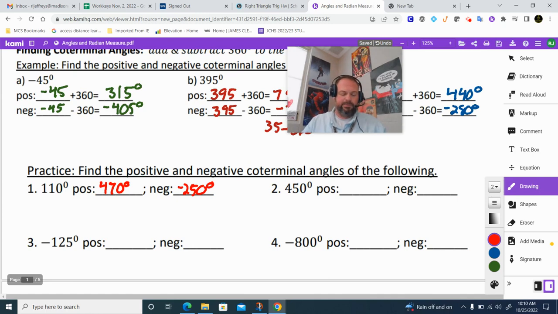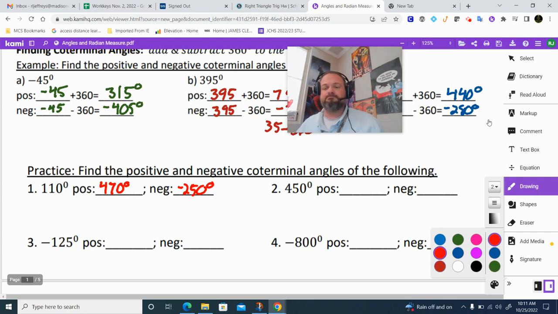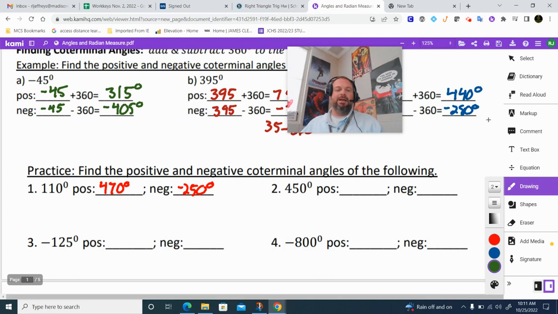Where did I get it? I added 360 to it. Look, I did this. I did the same thing that we did right here. I just didn't give you a blank to work it out.